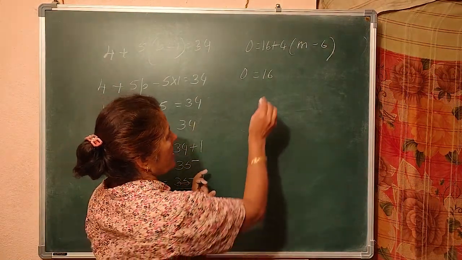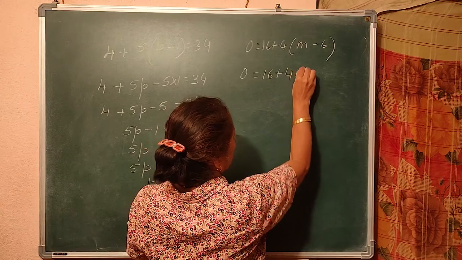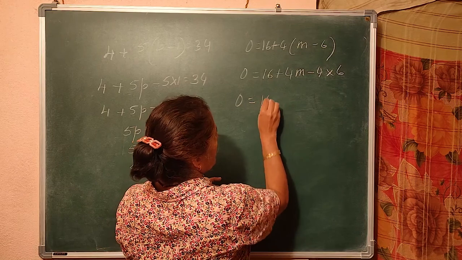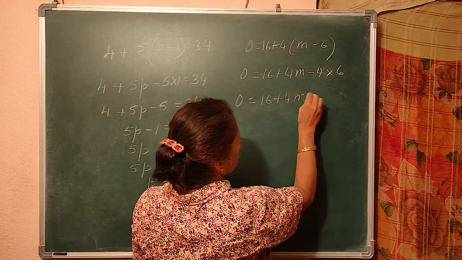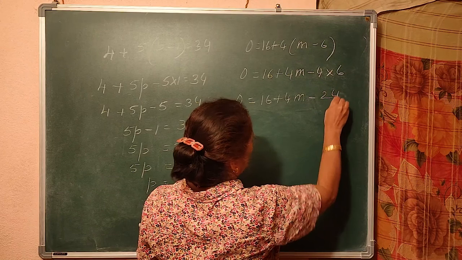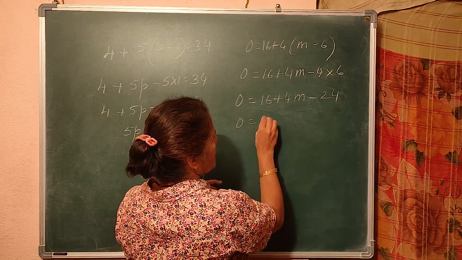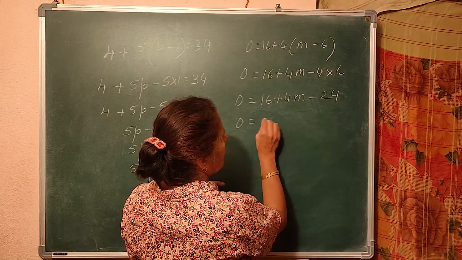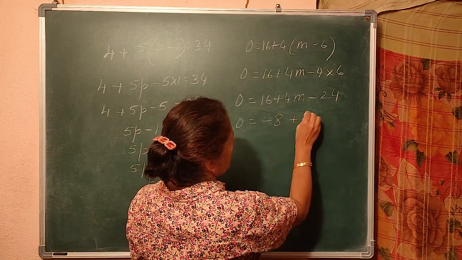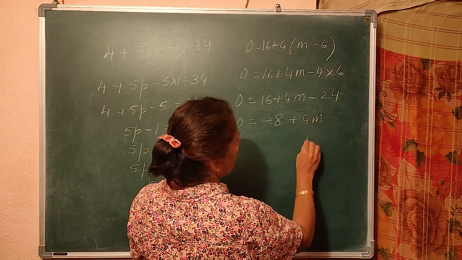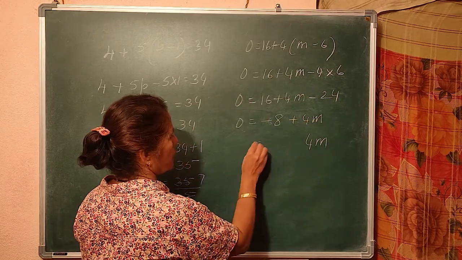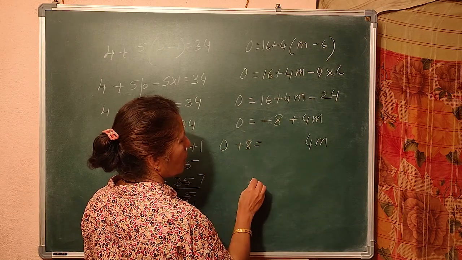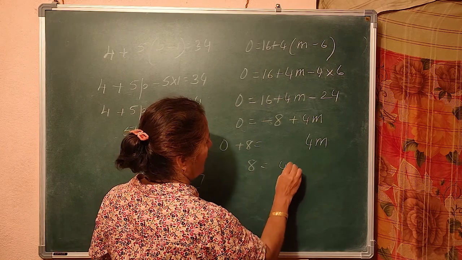0 is equal to 16 plus 4m minus 4 into 6. So 0 is equal to 16 plus 4m minus 4 6s are 24. So 0 is equal to 16 minus 24. What is 16 minus 24? Minus 8 plus 4m. So let 4m be here is equal to 0 minus 8, you take that side, plus 8. So 8 is equal to 4m.